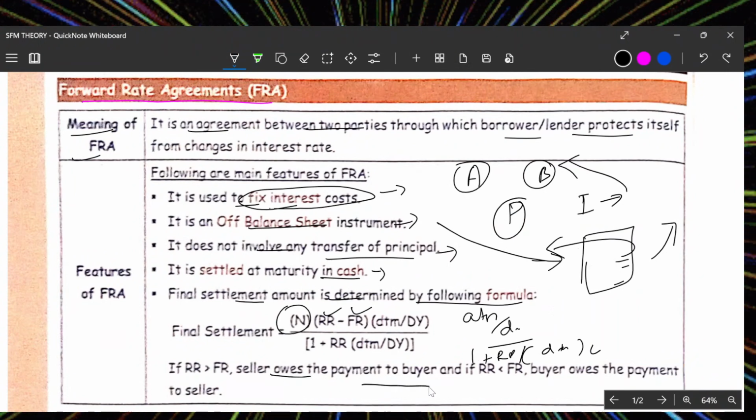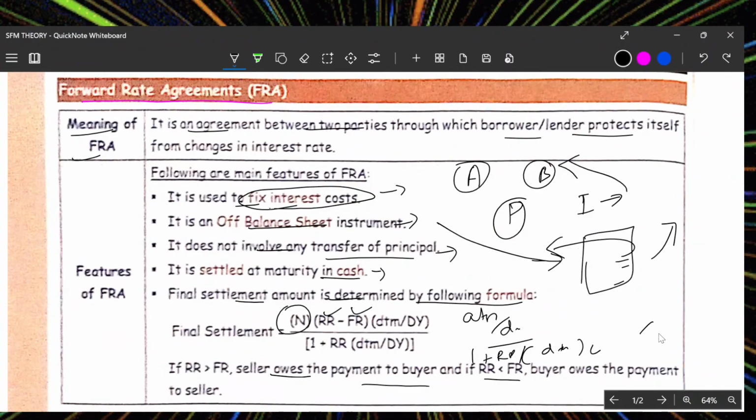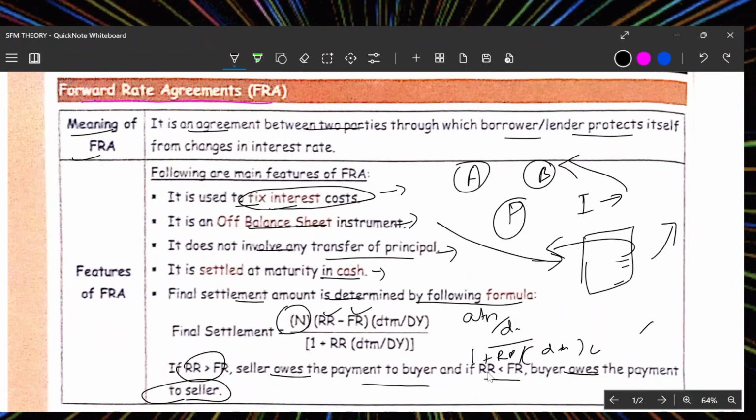The seller owes a payment to the buyer if the RR is greater than FR, and if the RR is lesser than FR, the buyer owes the money to the seller. This is what happens.